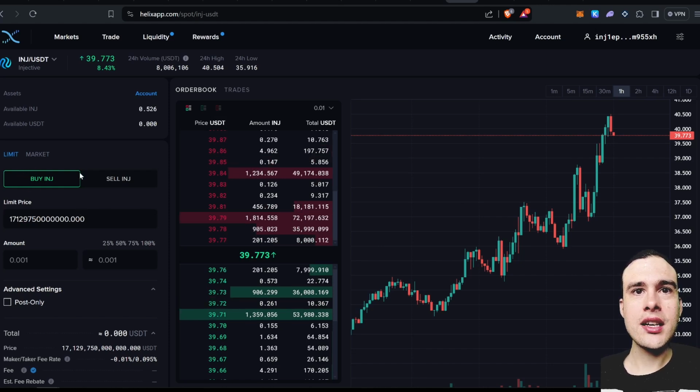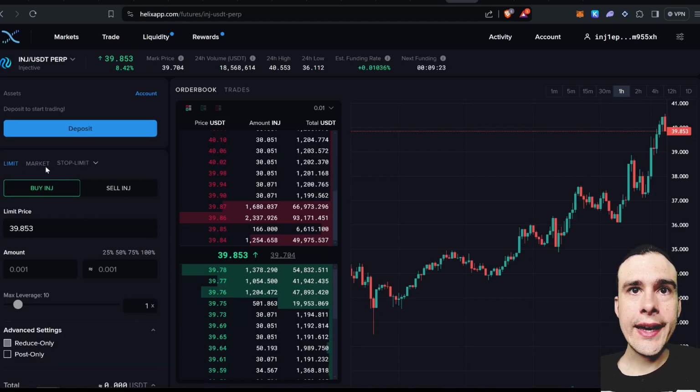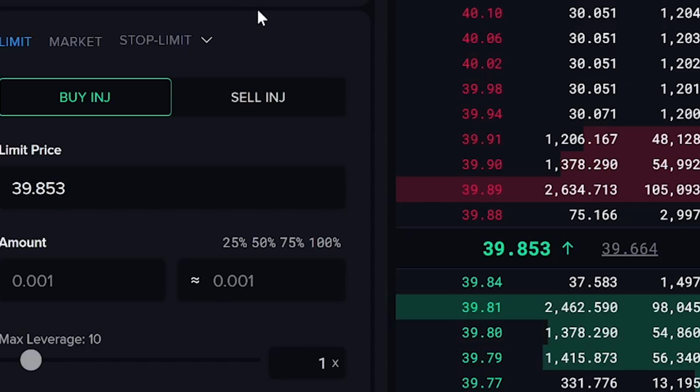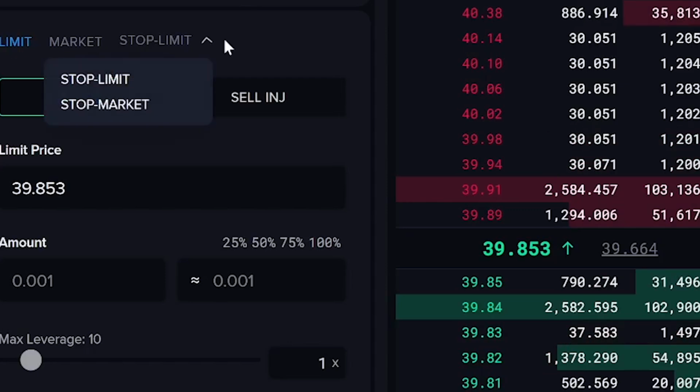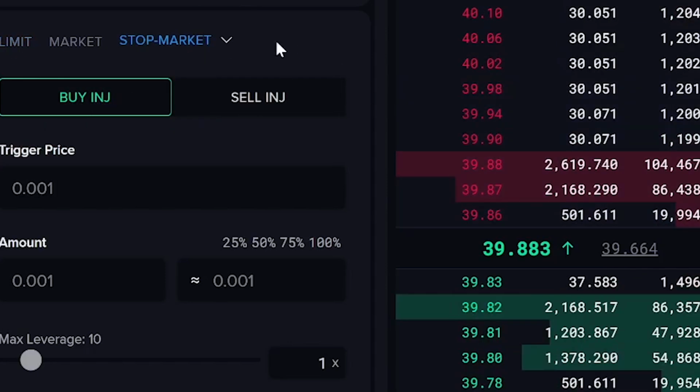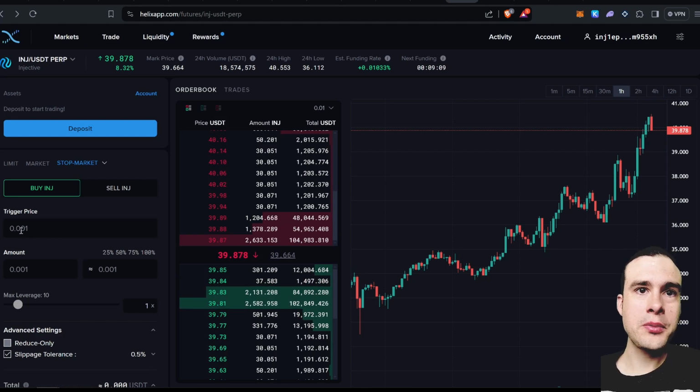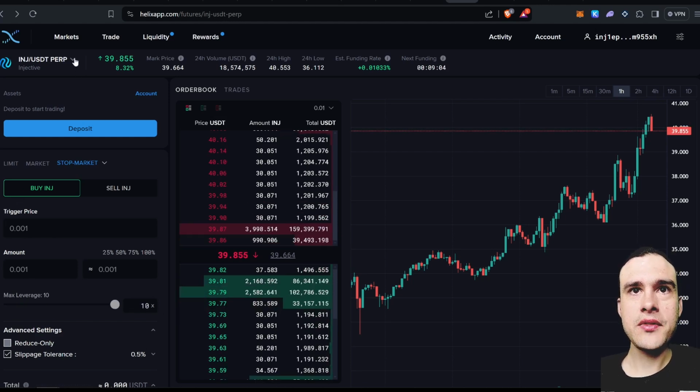But you've got all the standard stuff, which is your limit orders and market orders. And obviously for perpetuals, we'll want stop losses. So we've got stop limit and stop market. Stop market, for example, is probably the one to go for the most part. But you've got a trigger price, all that sort of stuff. Max leverage is up to 10x on some of these, I believe.